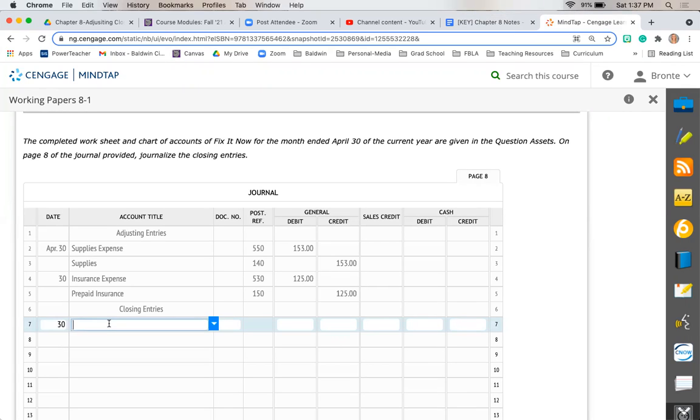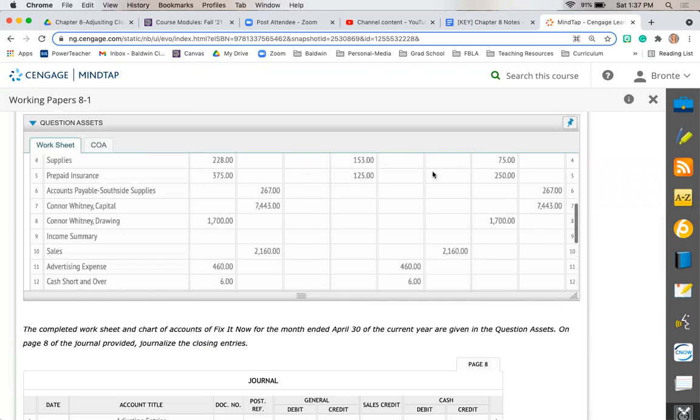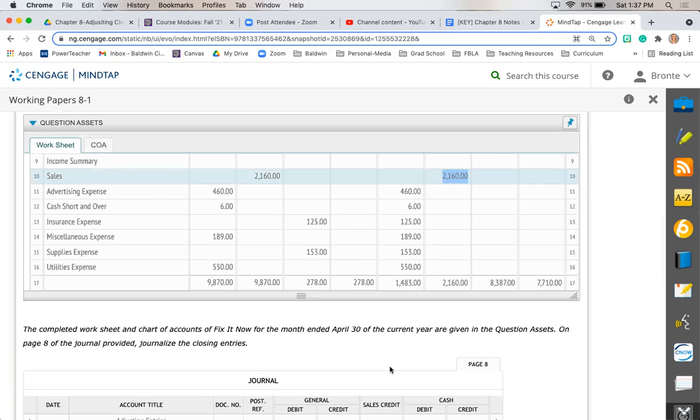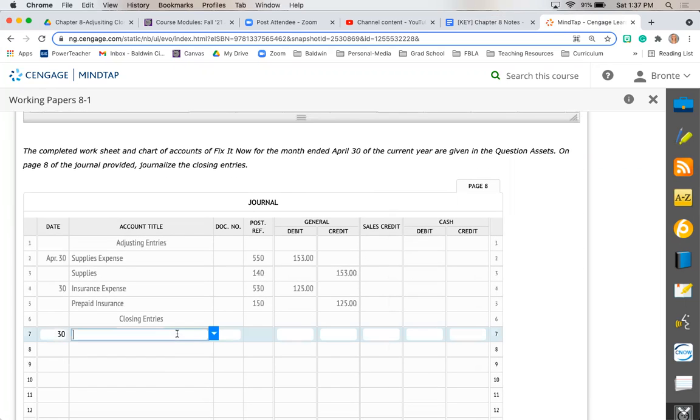We always close our sales account first. Sales has a normal credit balance, so we are going to debit sales 2,160, and we're going to close it into income summary, 2,160. There is no source document because we're pulling this information straight from our worksheet.